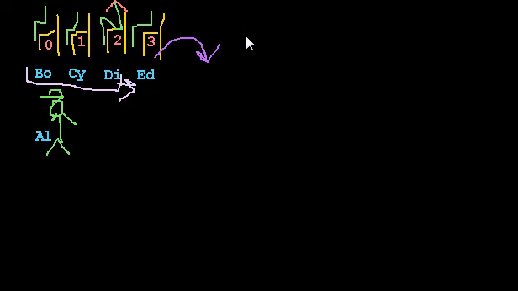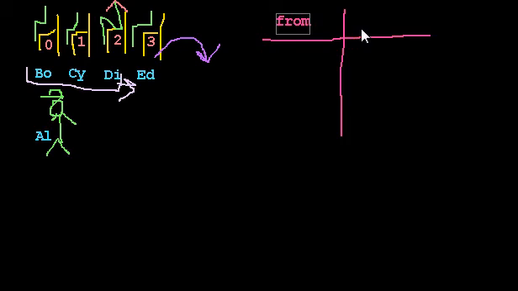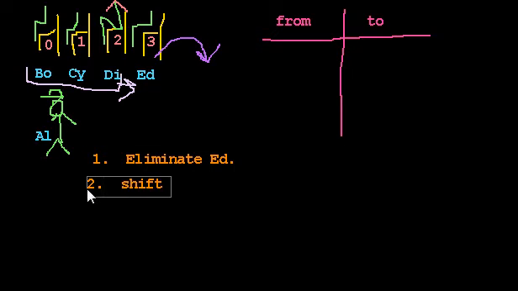So here's what we're going to ask ourselves. Actually, let's make a little chart here. Here's the seat that the first person moves from, and here's the seat that that person moves to. So who's going to move first? Well, we said the easiest way is for Ed to move first so that these people can start sliding down. So let's make Ed move first. Ed isn't really a move so much as we need to get rid of Ed. So first step, eliminate Ed. Second step, though, is to shift Bo, Sai, Dai to the right.